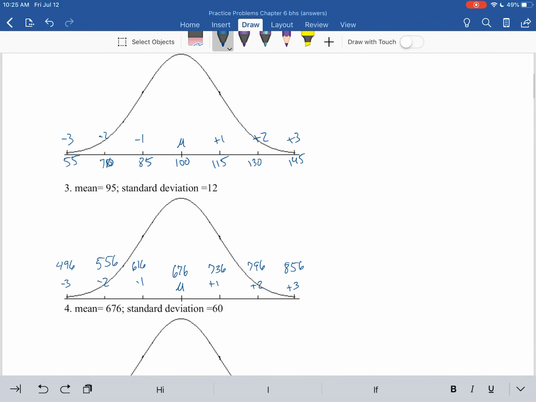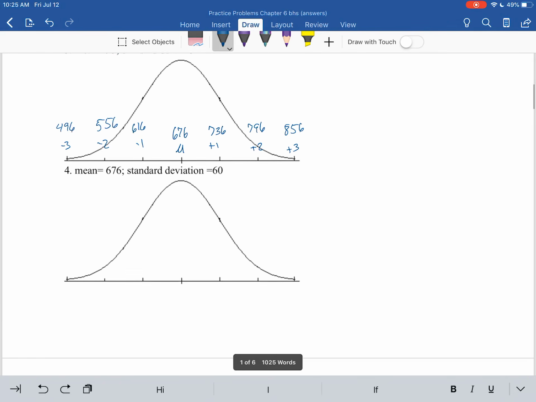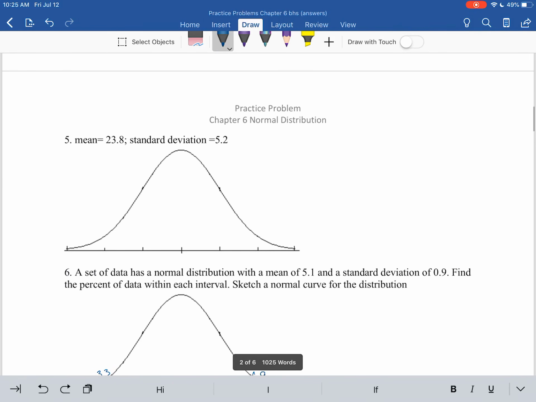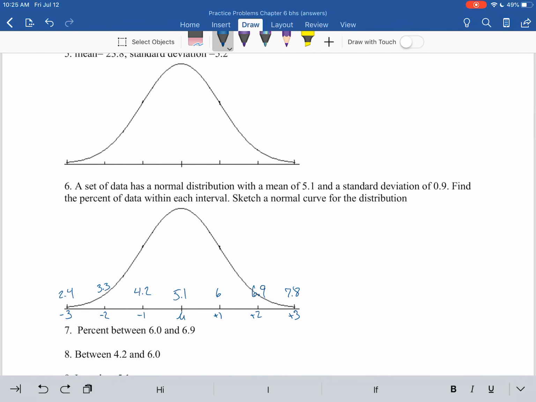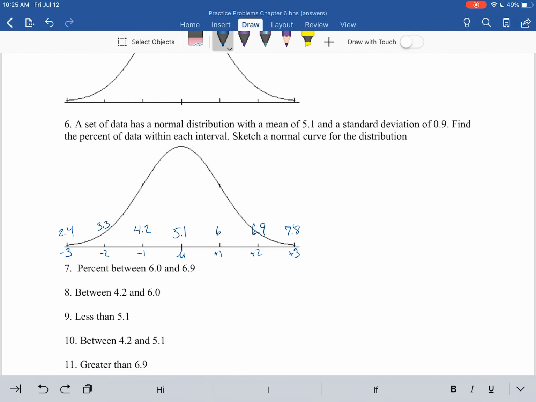I did number 3, and you can check your answers with the answers online for those. I'm going to move down to number 6 because 4 and 5 are doing the same thing, just plugging those numbers in on the normal distribution. We don't need to use video time for that.